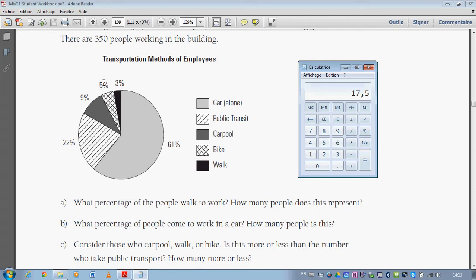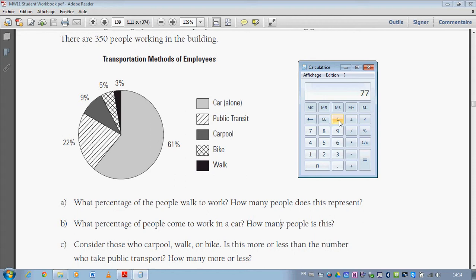Okay. Now the other way you would go about doing this is just by figuring out what is 22% of 350, what is 17% of 350, and then just subtracting the two. Okay. So 22% as a decimal is 0.22. This represents 77 people. Okay. Now, 17% as a decimal is 0.17, which when multiplied by 350 gives us 59.5.